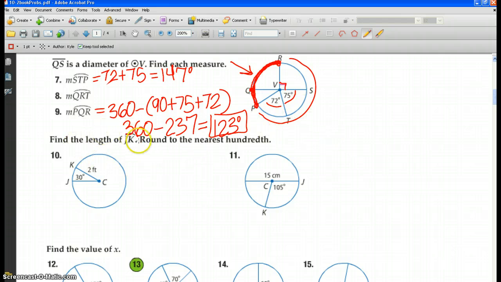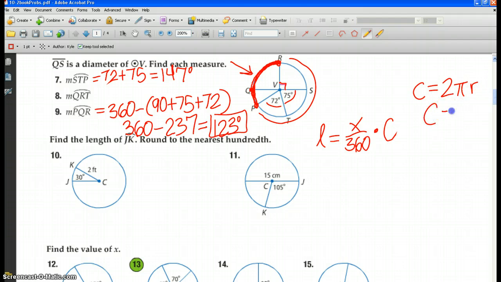Number 11, find the length of JK. So the formula for arc length is equal to x over 360, where x is the central angle, times the circumference. Circumference, remember, we can write either as 2 pi r or diameter times pi, since the diameter is 2 times the radius. And we want to round to the nearest hundredth, so 2 decimal places.